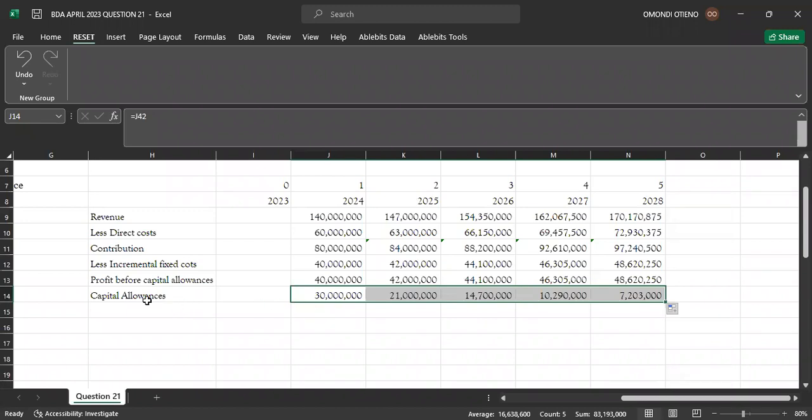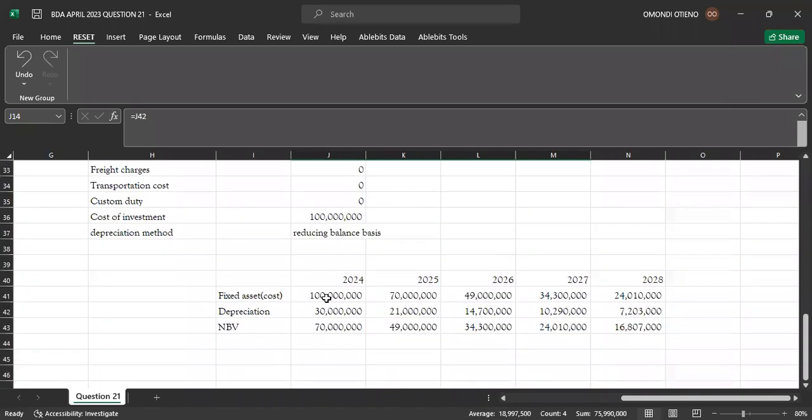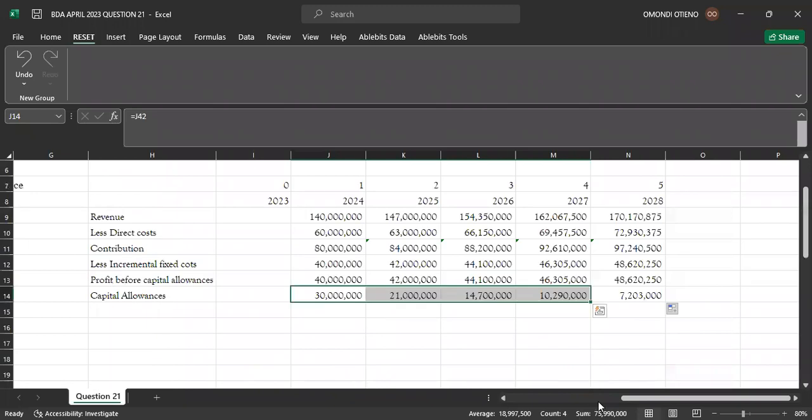We now come to this particular point. Somebody is telling us that the value for last year, that is 2028 or fifth year, is supposed to be now the difference. We get these ones here to give us 75,990,000. So the difference between this initial cost of 100 million and the summation is what we should have in year 5. Okay, that's what should be there.